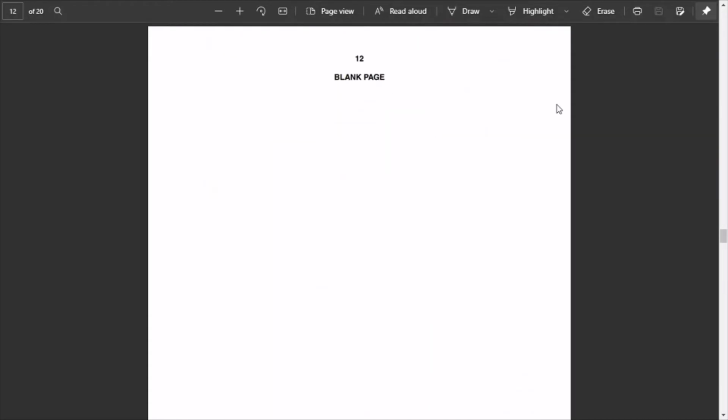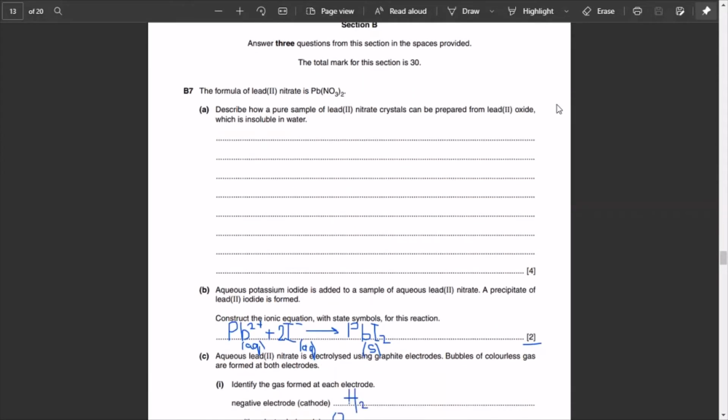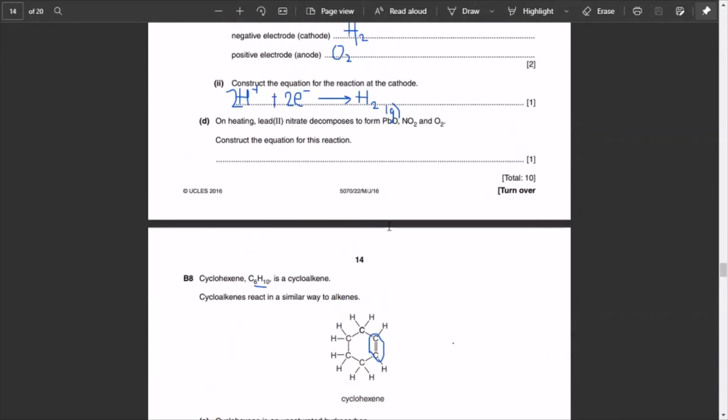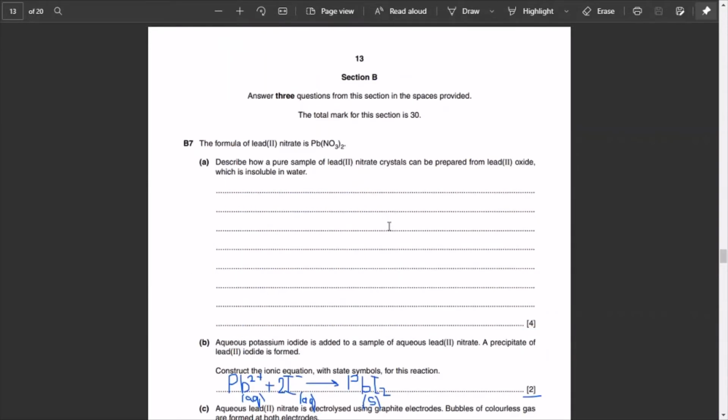Alright, so section B starts from here. I have already made the equations and written some important points from before, so it doesn't waste time and you guys can get it easily. Anyway, the first question is: the formula of lead(II) nitrate is Pb(NO3)2. Describe how a pure sample of lead(II) nitrate crystals can be prepared from lead(II) oxide, which is insoluble in water.